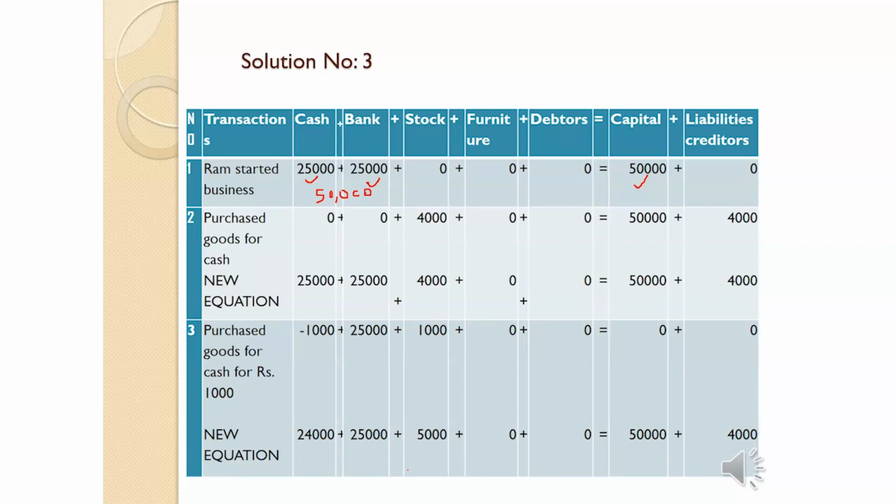Then next transaction is purchase goods. Here stock will be increased, so plus 4,000. Then liabilities of the creditors is also increased, so here plus 4,000. Here capital is 50,000. So add these items: cash 25,000, bank balance 25,000, stock value 4,000 increased. Here capital amount is 50,000. Then creditors value 4,000. So the accounting equation is here 25,000 plus 25,000, 50,000, 50,000 plus 4,000, 54,000. So the total is 54,000.